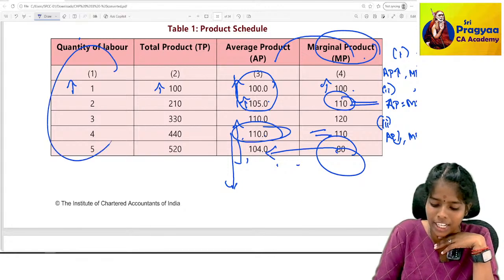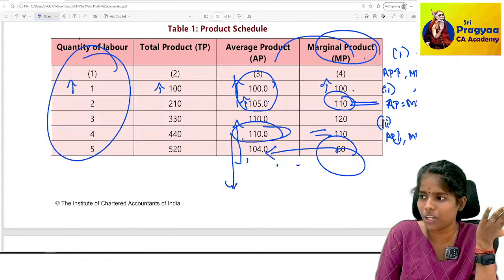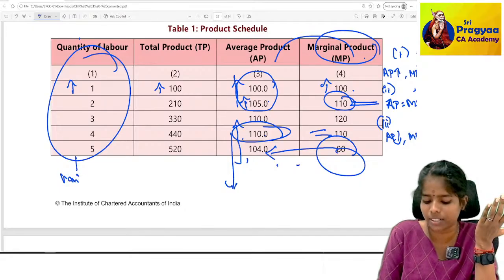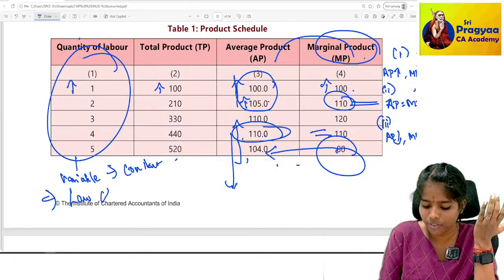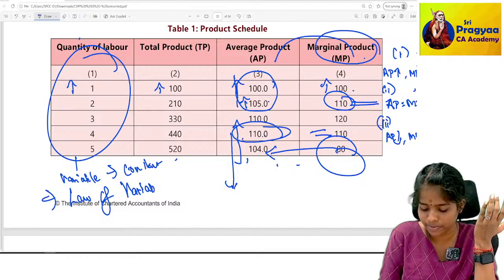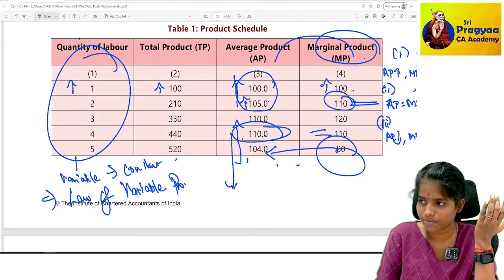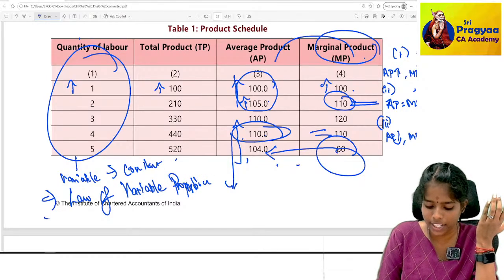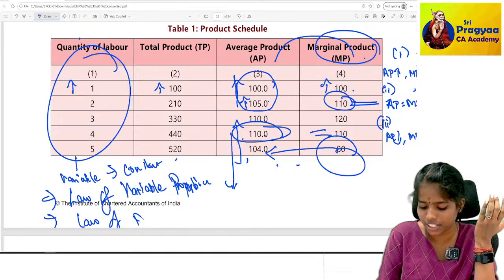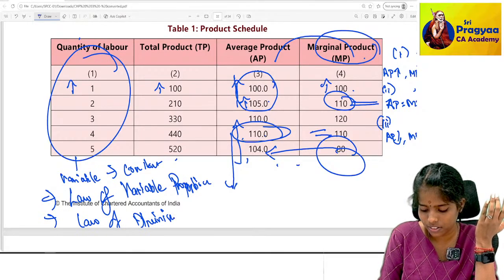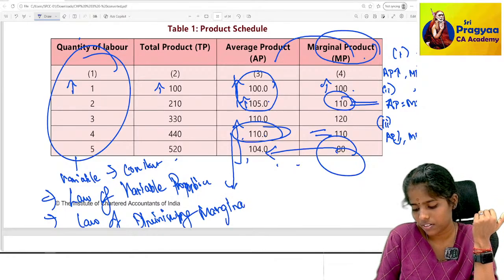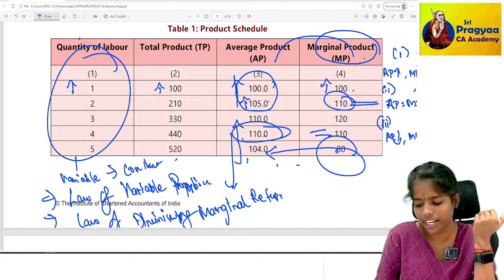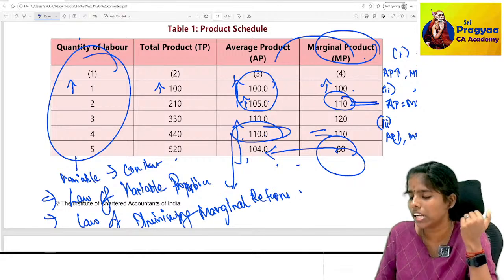When I am changing only one unit of input, ஒரே ஒரு input மட்டும் I am going to change it. Variable இருக்கு, மிச்ச எல்லா inputsம் constant இருக்கு. So this I can tell as law of variable proportions. Or it can also be said as law of diminishing returns. This law is called as law of variable proportions or law of diminishing marginal returns.